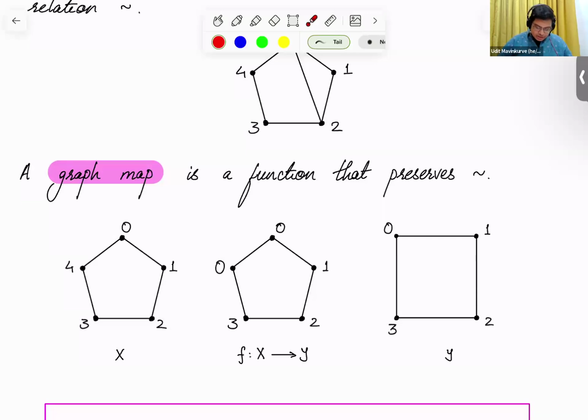Okay, so this depiction where 0 and 4 are sent to 0, and then 1 is sent to 1, 2 is sent to 2, 3 is sent to 3. This is a graph map because every edge relation in the domain graph is sent to an edge relation in the codomain graph. In particular, observe that this edge is sent to the loop at 0. So you can collapse edges into a single vertex because you have the loop at each vertex, which is hidden.